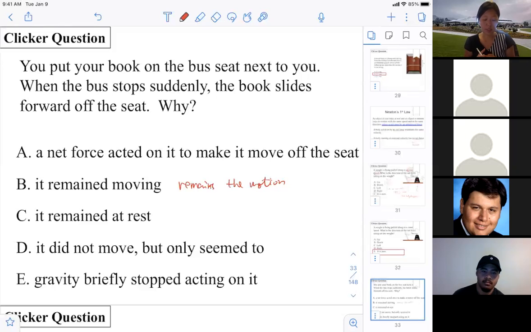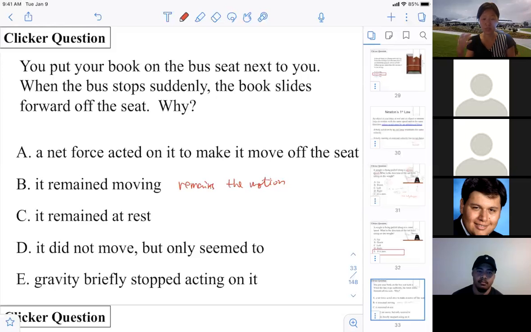It simply is not a net force causing it to move off the seat. It is only relative to the bus. It still remains moving. The bus has slowed down. The brake on the bus made the bus change its status of motion, but there isn't enough of a net force to change the status of the book, right? So that's why the book continued to move as compared to the bus. It seems to be, well, it is moving off the seat because it simply remained at that speed.